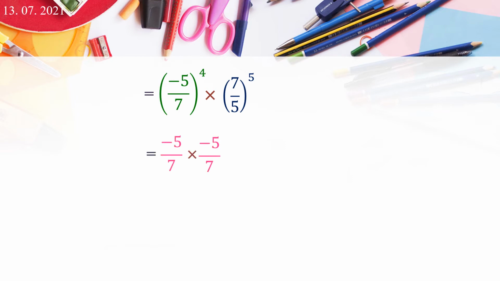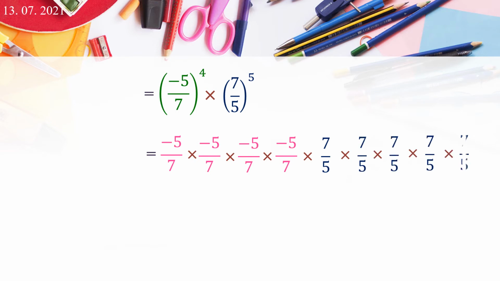Using the first law, the sum becomes minus 5 by 7 whole power 4 into 7 by 5 whole power 5. Now we can expand it. On expanding we get minus 5 by 7 into minus 5 by 7 into minus 5 by 7 into minus 5 by 7 into 7 by 5 into 7 by 5 into 7 by 5 into 7 by 5 into 7 by 5. Now we can cancel 5 in the numerator as well as in the denominator.